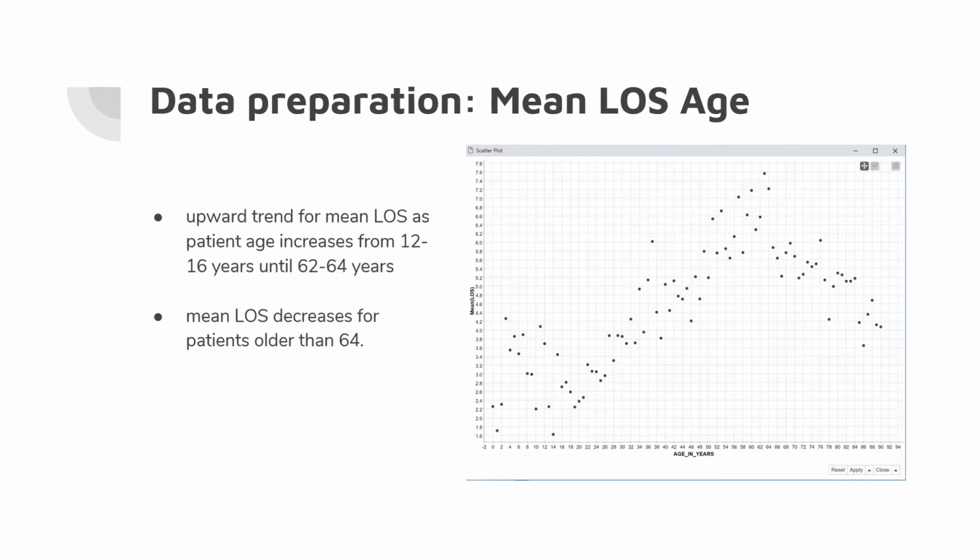Next, we created a scatter plot for the mean length of stay by age for the patients in our data set. And you can see from 12 to 16 years of age to 62 to 64 years of age, there's an upward trend. But then after 64 years of age, there's a downward trend up until 94 years of age, which is definitely interesting.